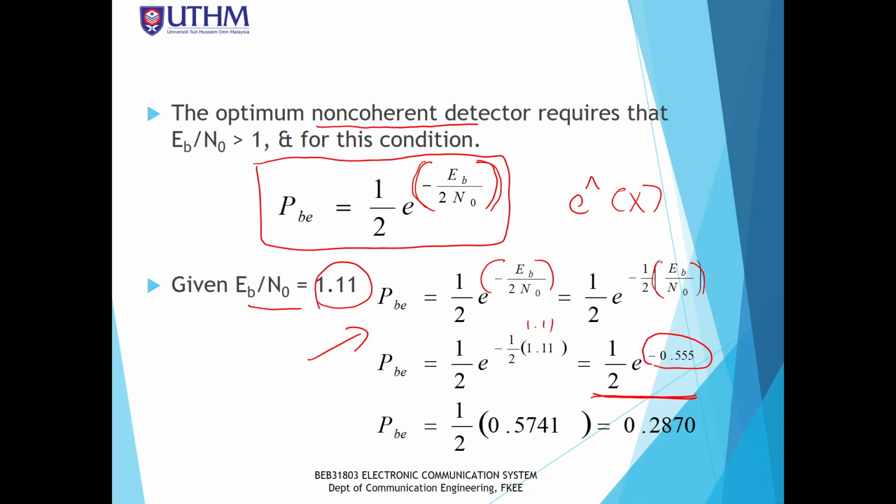So e power of negative 0.555 will produce 0.5741. Okay, this is using the calculator, and then multiplied with 1 over 2. So you will produce the probability of bit error equal to 0.2870. Okay, so for the non-coherent, we don't need to use the error function table or complementary error function table. Just straight away use the calculator.